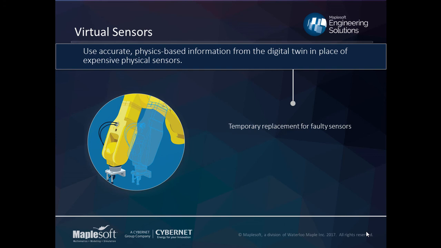So you can replace faulty sensors temporarily. You could even replace them for the long term if you don't need that physical information for anything else. This allows you to add more inputs for your controllers. So when doing control design, you'll be able to add a lot more places that you want to take those inputs with far fewer costs involved.